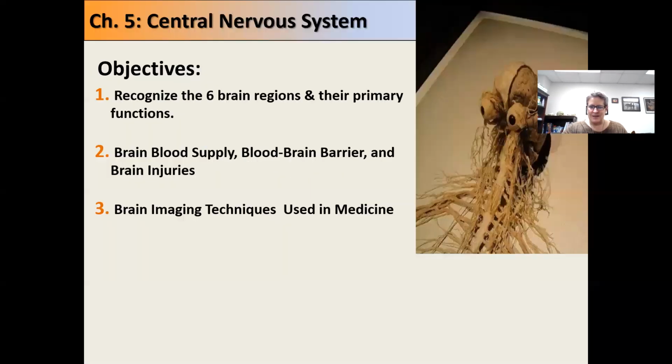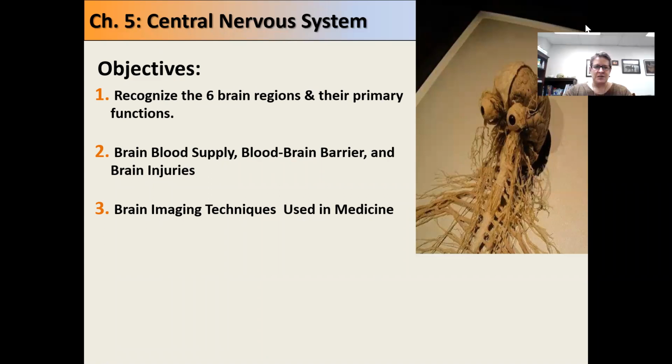All right, so here is slide 1. Okay, so what we're going to cover in this lecture, well, this is going to be broken up into 3 separate lectures just to shrink down the size of the file on YouTube, but we're going to talk about the 6 major brain regions and their primary function.